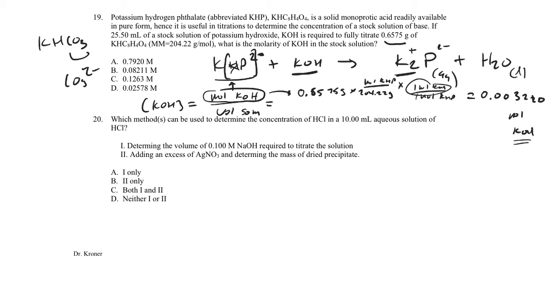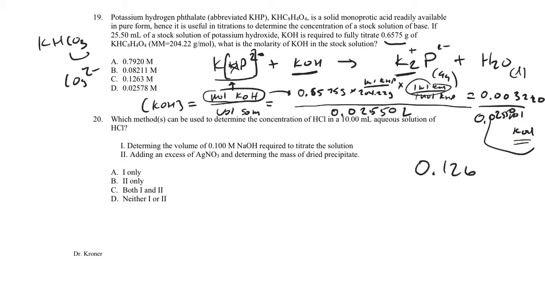And so once we see that color change, we know that's the moment that that portion of KOH at 25.50 milliliters had contained this number of moles of KOH. And so then we take this number of moles, and then we divide it by the volume to go to our concentration. So by 0.02550 liters. So it's expressing 25.5 mL in liters. I get 0.1263 molar.